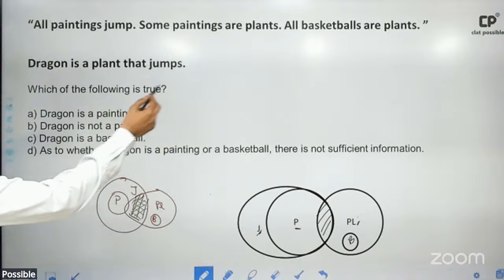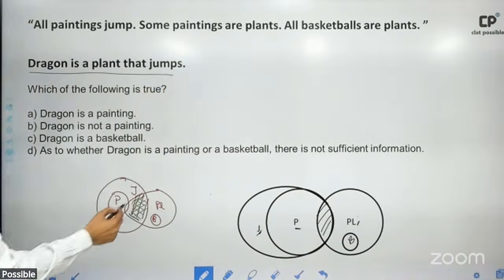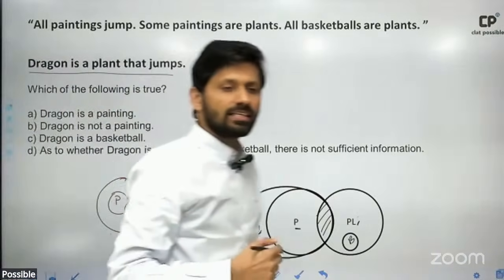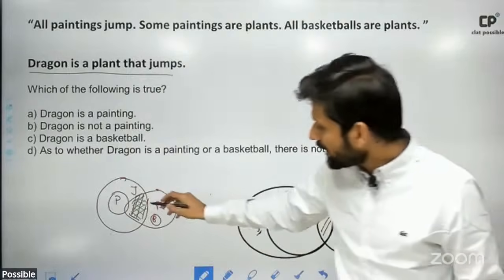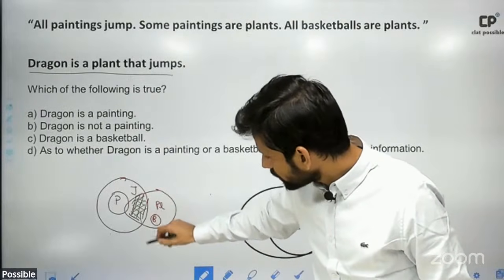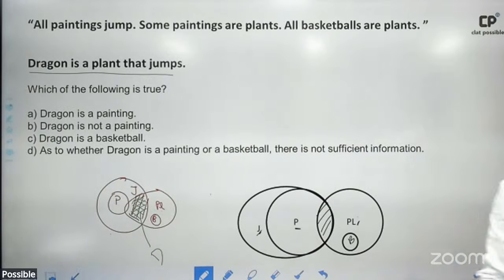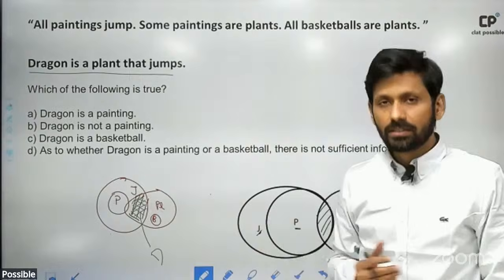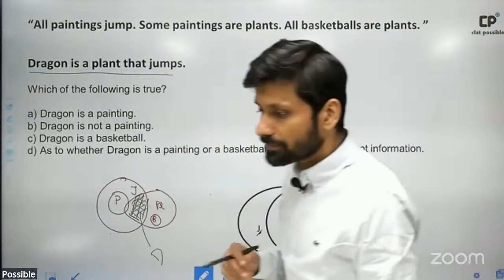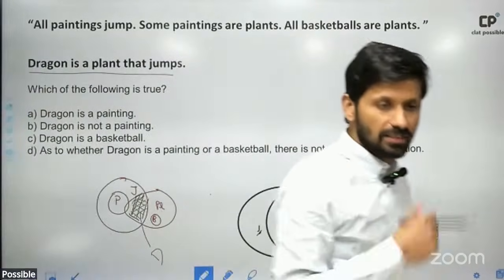So when I look at this statement, dragon is a plant that jumps, it's not necessary that dragon is also a painting, because it could very well lie just in this region, dragon, and it does not also need to be in the painting circle. This is a possibility, right? So what do you think is the answer then?